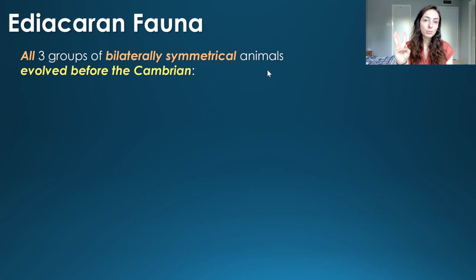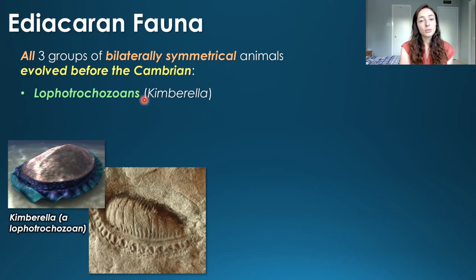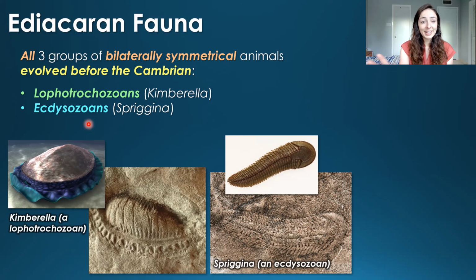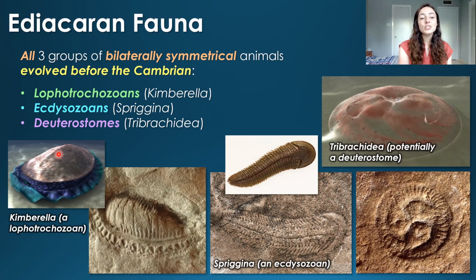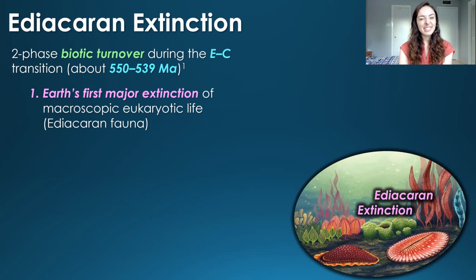In fact, all three major bilaterally symmetrical animal groups had evolved before the Cambrian. The Lophotrochozoans were represented by Cambriella in the Ediacaran fauna, as shown here. The Ecdysozoans, I don't know if I'm saying that right, evolved and were represented by Spriggina in the Ediacaran. And then deuterostomes, which are the type of bilaterally symmetrical organism that we are, were represented by Tribrachidium, and we can see a picture of this over here, the fossil version and the reconstructed version, and this was potentially a deuterostome is what they say. They don't 100% go out and say it, but all three of these groups likely evolved before the Cambrian even started. But then there was extinction.